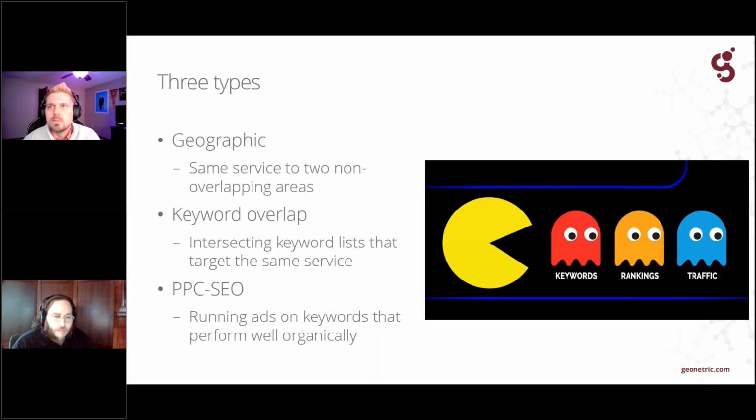There's geographic cannibalization. So that would be, if you can imagine, if you have two urgent care locations and you have a PPC campaign set up for each urgent care location. If there's any overlap in the geography of those two whatsoever, those two campaigns would in fact be competing against each other for some portion of the traffic. And so effectively you'd be having one campaign cannibalizing the other.